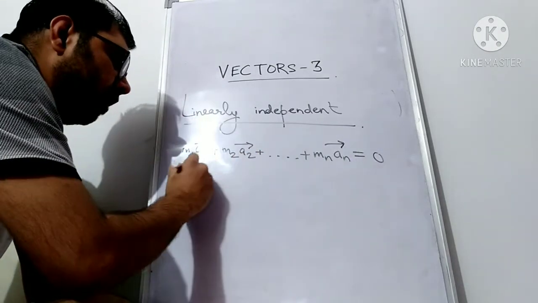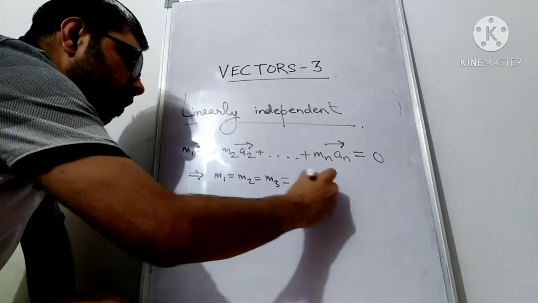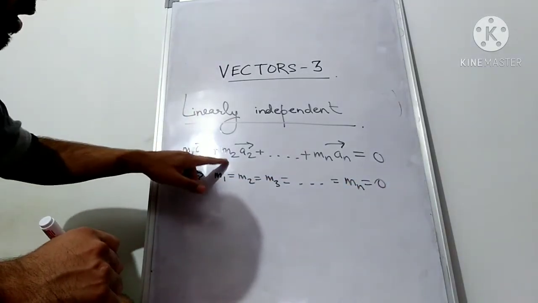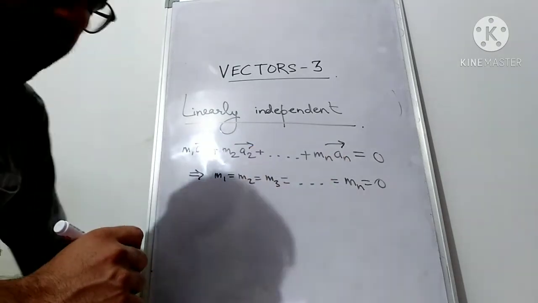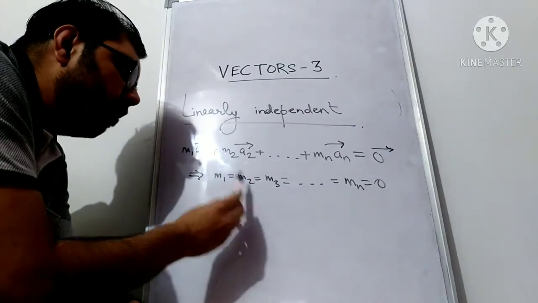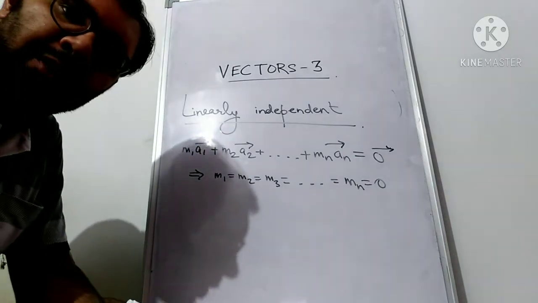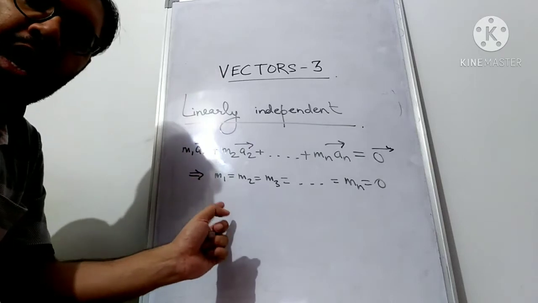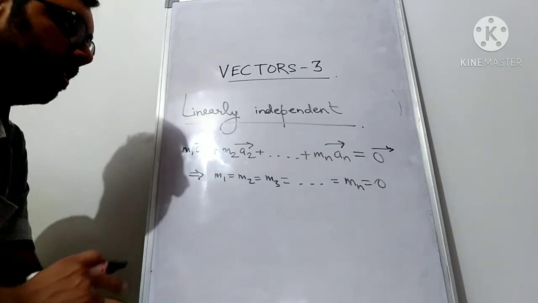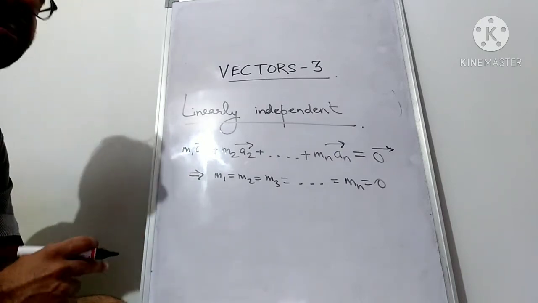This is equal to 0 implies that m1 equal to m2 equal to m3, equal to mn, all are 0. We are given this expression m1 into a1 vector plus m2 into a2 vector up till mn into an vector. If this is equal to a null vector or 0 vector, and this implies m1 equal to m2 equal to m3 up till mn equal to 0, meaning all the scalars have to be 0 compulsorily, then we say that this expression is linearly independent.